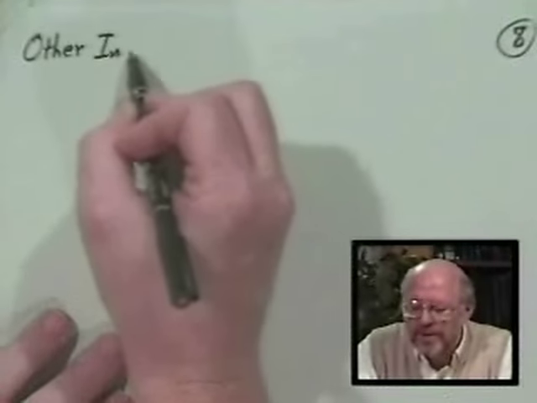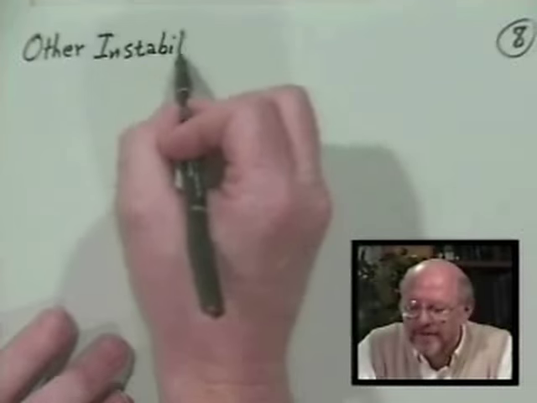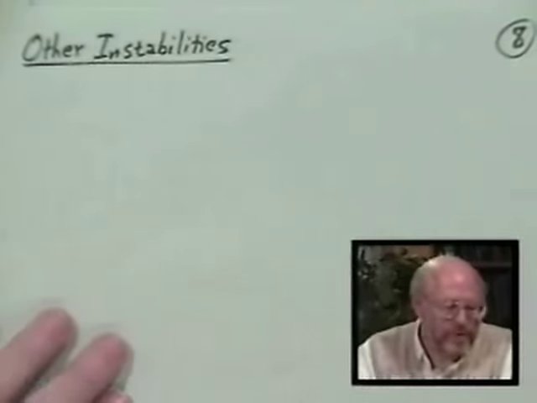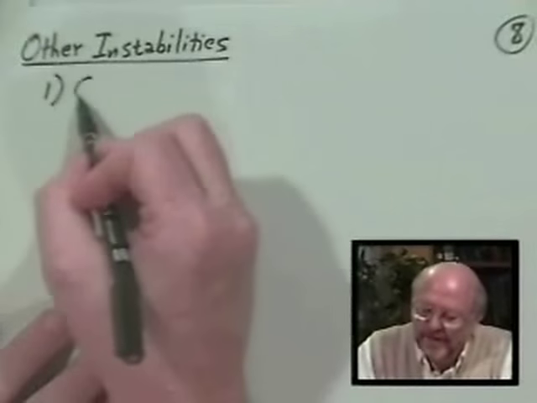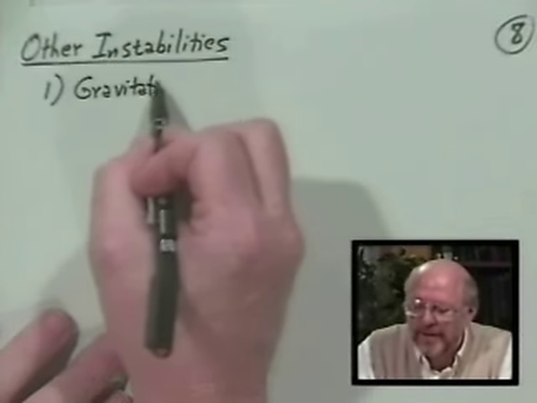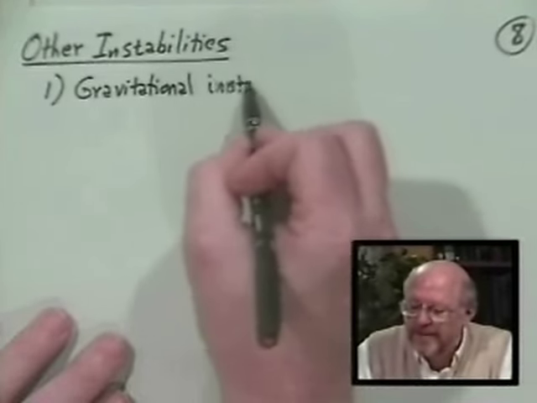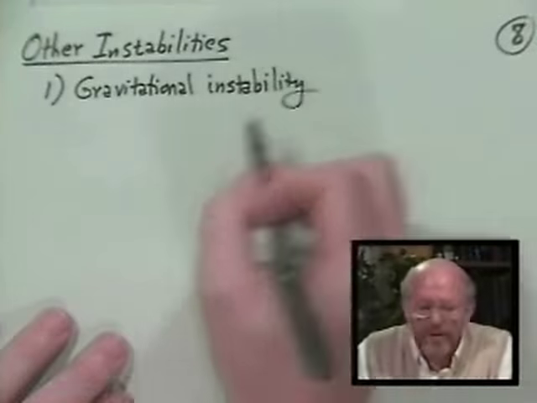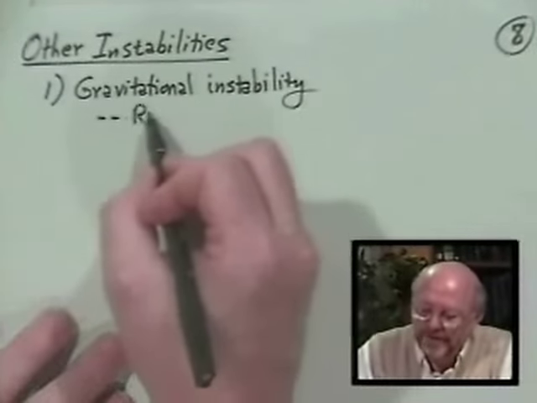Okay, to conclude what I want to talk about on instabilities, I want to mention some of the other ones that Chen talks about. So let's just talk about some other types of instabilities for a moment. Looks like we're up to number 8 here, if I keep track of order. He talks about a number of them in his chapter 6, so we won't go through all of them. But a particular one is what he calls the gravitational instability. And that is, in fact, the same instability as what we called the Rayleigh-Taylor type instability.